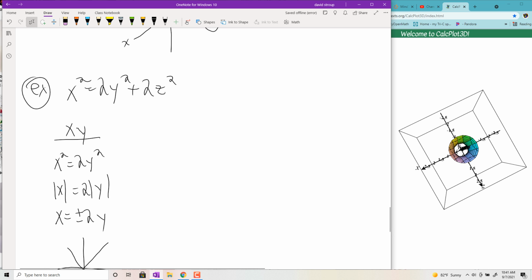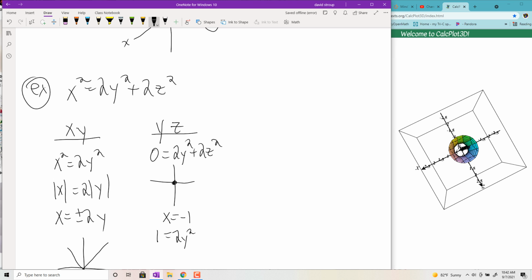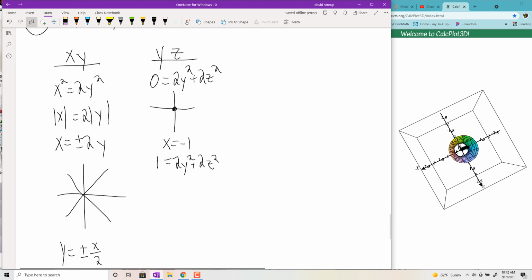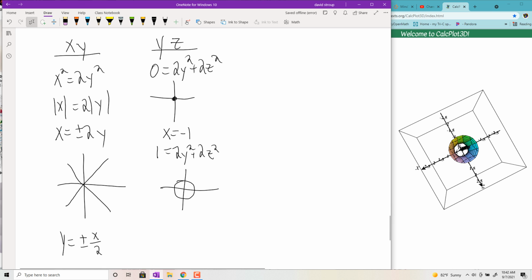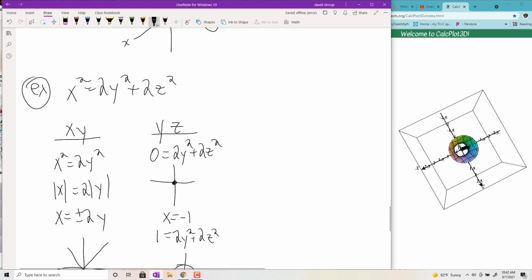Let's look at the YZ plane. Letting x be 0, you get 0 equals 2y squared plus 2z squared. In that case, you are looking at just a point. And usually when I get a degenerate case, what I like to do is push out a little bit. So look at what happens when I do x equals -1. If you put -1 in for x, you get a circle, and it would look like this. And if you pushed out in the other direction, x equals 1, you would also get a circle. Okay. Let's look at the last plane, the XZ plane.